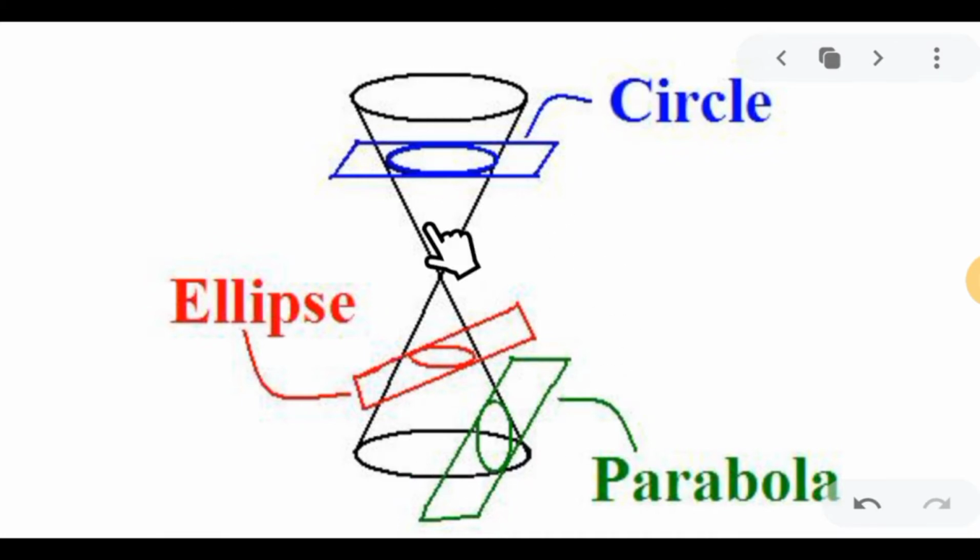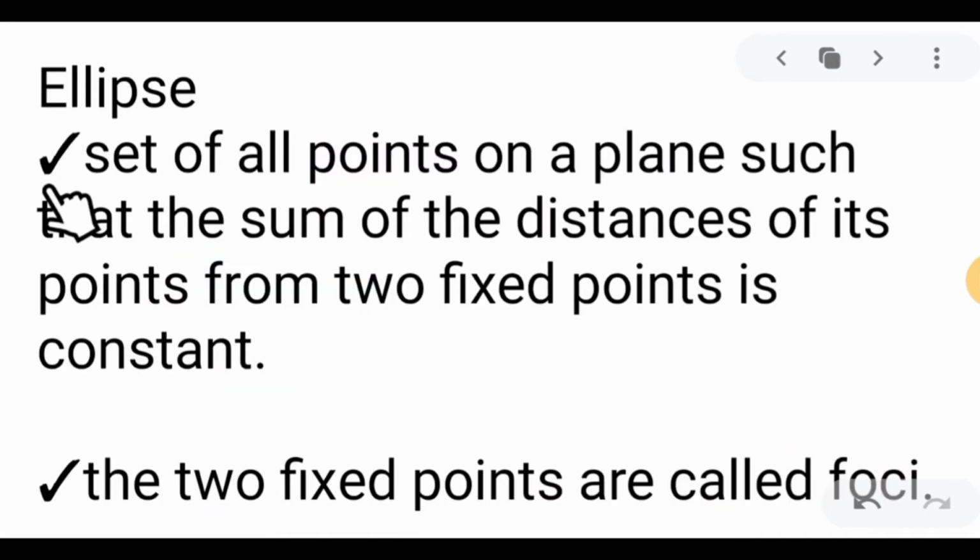So I have here the double-napped conic section. And when a plane intersects a double-napped cone and it is not parallel to any generator, this is your generator, and that is not parallel to that, you will have an ellipse. So we can define an ellipse as a set of all points on a plane such that the sum of the distances of its points from two fixed points is constant. And we call those two fixed points as foci, the plural form of focus.